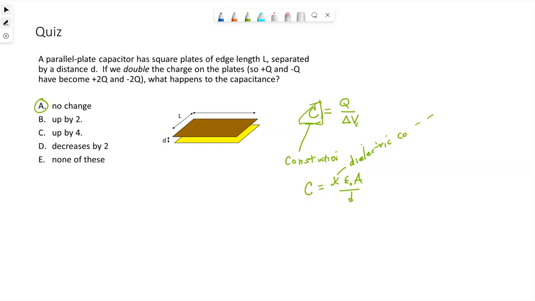Anyway, capacitance depends upon the dielectric constant, the cross-sectional area, and the distance between the plates. If we don't change the area of the plates, the distance between the plates, or the material inside the plates, we do not change the capacitance. So even though C we can solve for knowing Q and delta V, Q and delta V do not determine C.